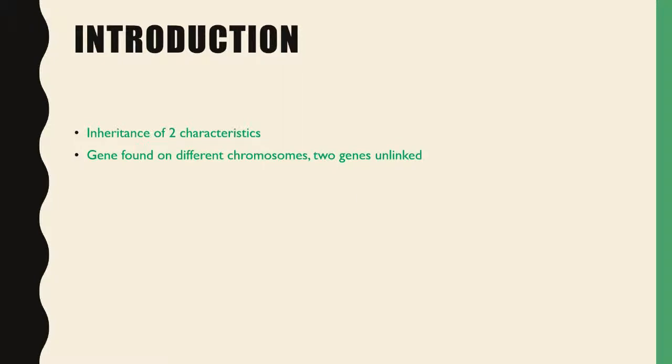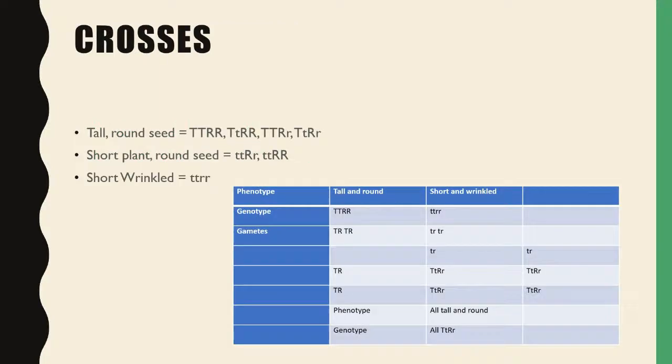So, an introduction. Dihybrid inheritance is the inheritance of two characteristics. So it's not just your hair color or your height or something like that, even though your height's not really massively genetic anyway, because it can differ with your environment. But anyway, the genes will be found on different chromosomes, so these two genes will be unlinked.